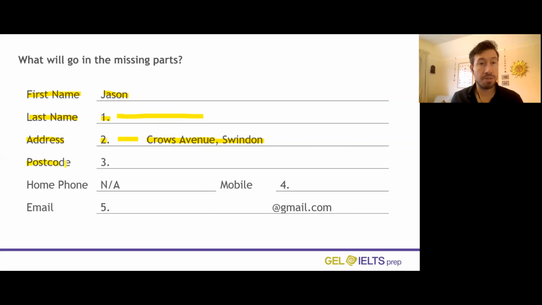Then a postcode is like an area code. So it's going to be some letters and numbers together that we're missing here. Then it says home phone. It's got not applicable, so there's no home phone number here, but it's got mobile, so we're going to need a mobile phone number here. And we're going to remember what we spoke about with phone numbers from before. And then here we've got the word email, and we've got the email address here, the ending of it. So we're going to need the beginning of it.